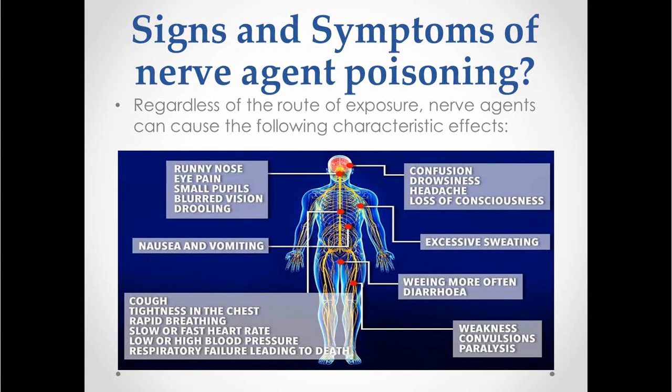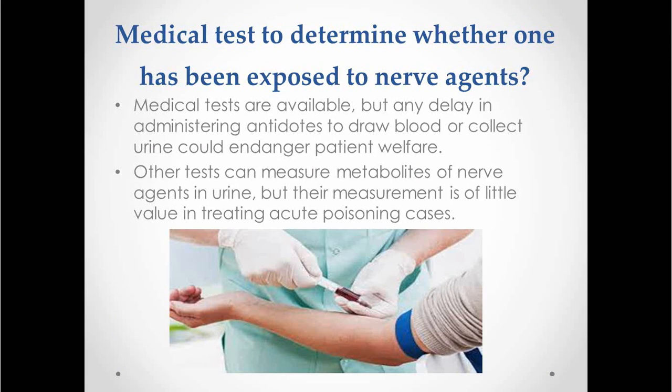Regardless of the route of exposure, nerve agents can cause the following characteristic effects: confusion, drowsiness, headache, loss of consciousness, runny nose, eye pain, small pupils, blurred vision, drooling, excessive sweating, nausea and vomiting, weeing, more often diarrhea, cough, tightness in the chest, rapid breathing, slow or fast heart rate, low or high blood pressure, respiratory failure leading to death, weakness, convulsions, paralysis.